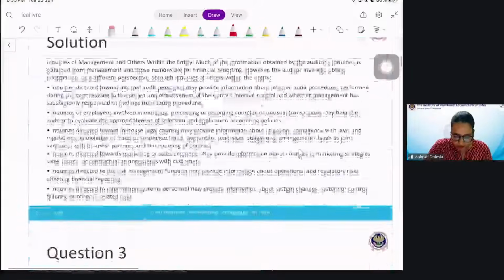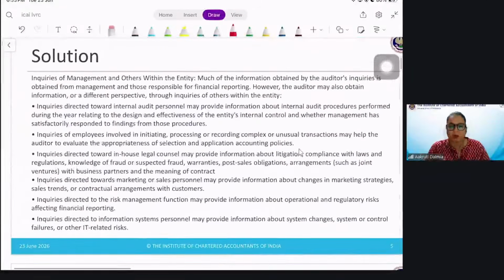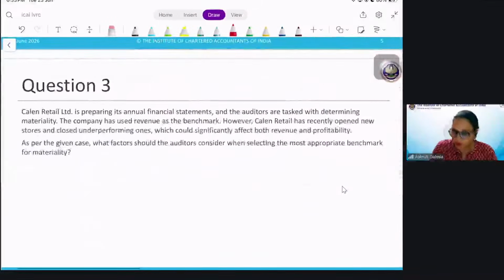So see, the answer is the same. Can you see now? Will you remember? Okay. So you have to make that effort to connect the question with the answer. Next. Question number 3.